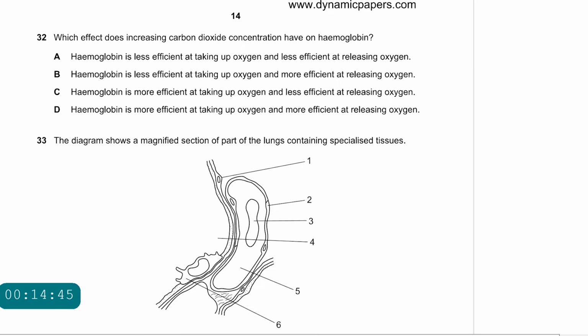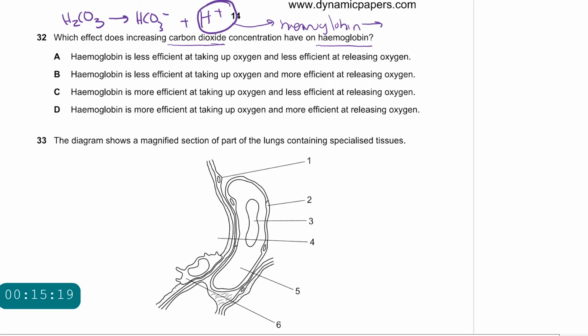Question number 32. Which effect does increasing carbon dioxide concentration have on hemoglobin? As we mentioned earlier in the previous question, when carbon dioxide concentration increases, this means that carbonic acid concentration increases. Therefore, hydrogen carbonate concentration increases and H+ ion concentration increases. When this happens, H+ ions bind to hemoglobin, forming hemoglobinic acid.